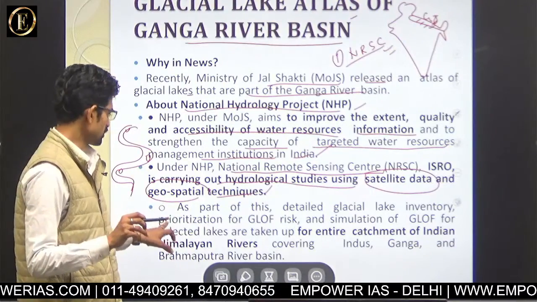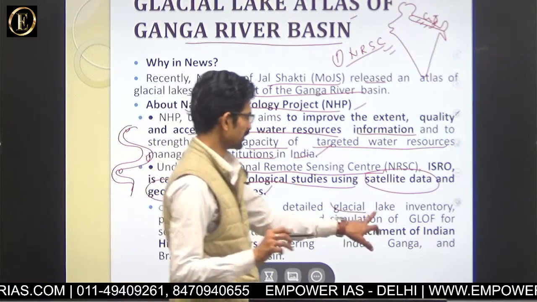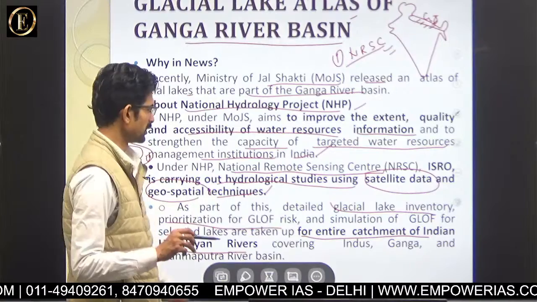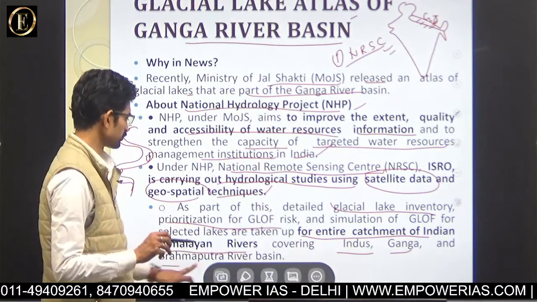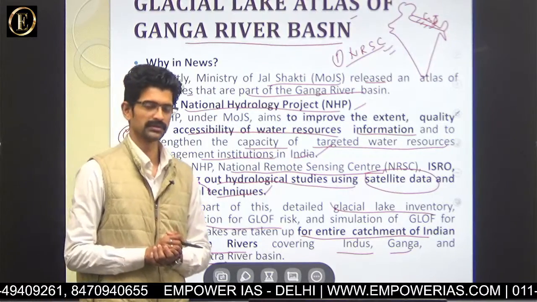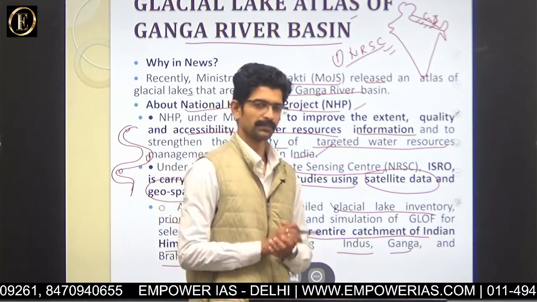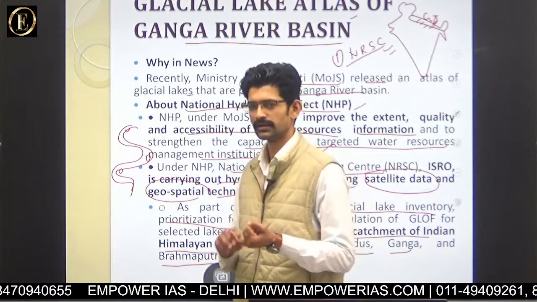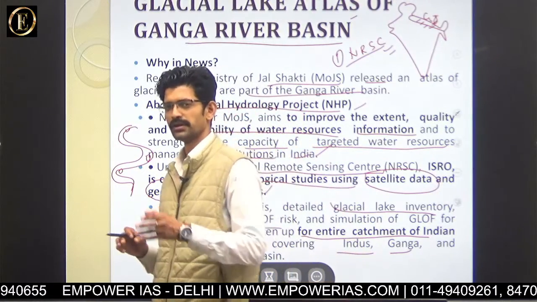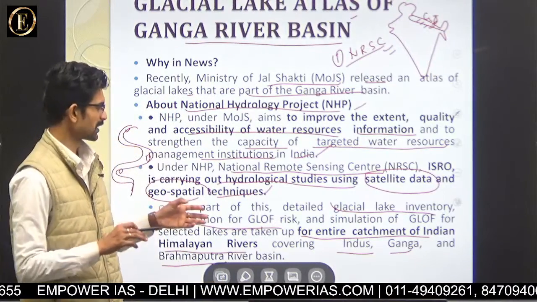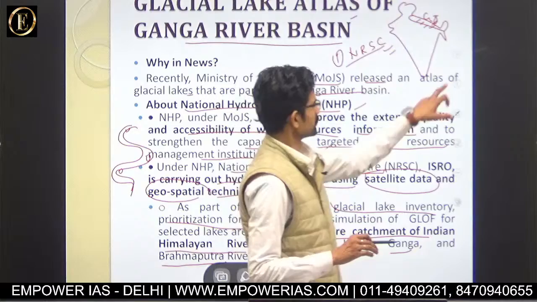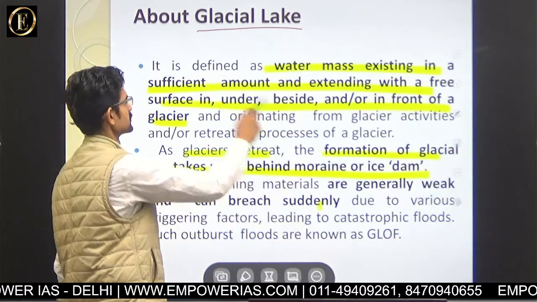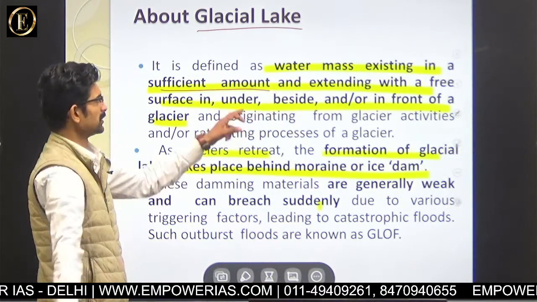So under GLOF, that is glacial lake outburst flooding, there is entire catchment of Indian Himalayan river covering Indus, Ganga and Brahmaputra नदी. भारत की तीन बड़ी नदियाँ in terms of water capacity and perennial transportation of water throughout the year goes for Ganga, Brahmaputra and Indus, which are being continuously monitored in terms of their water carrying capacity as well as their transportation measures.